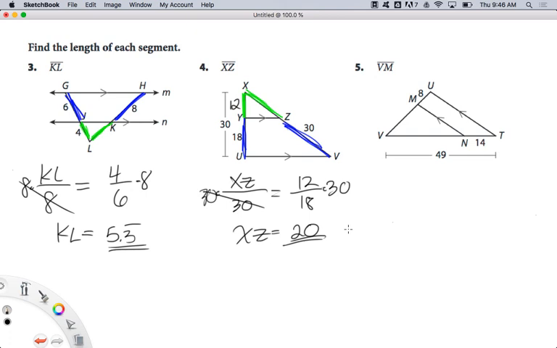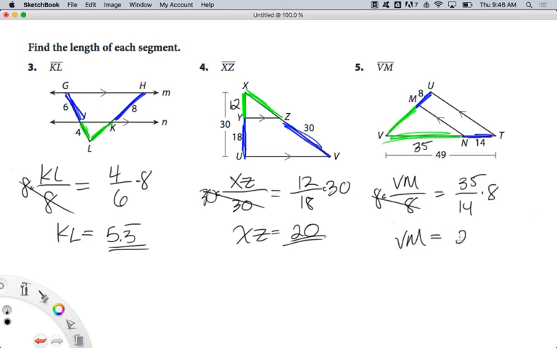All right, so let's take a look. Again, we have a line parallel. So again, we don't have this side, so we subtract. 49 minus 14 is 35. We're trying to find Vm, so it's Vm over 8 equals 35 over 14. Multiply both sides by 8, and I get Vm equals 20.